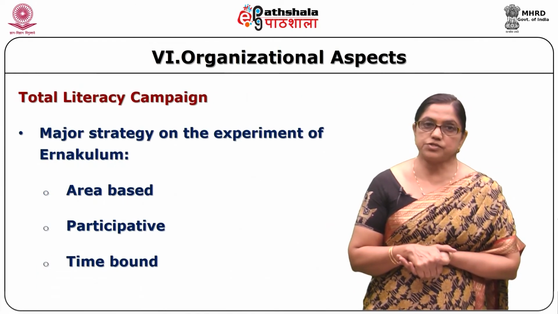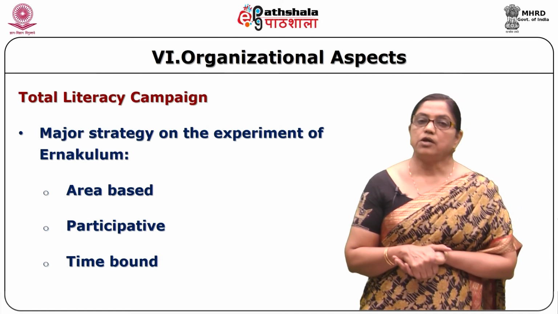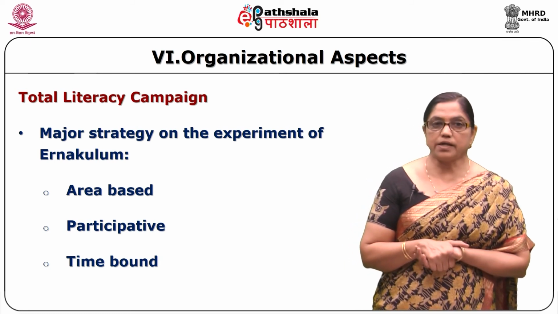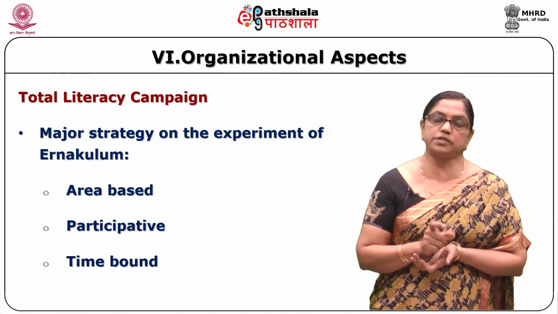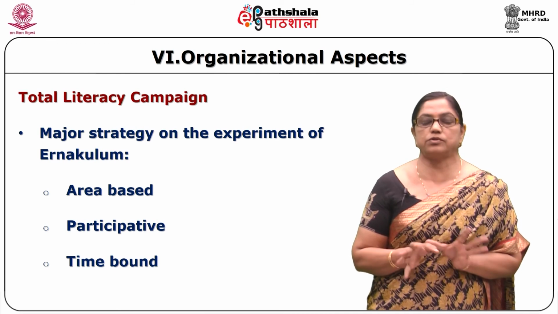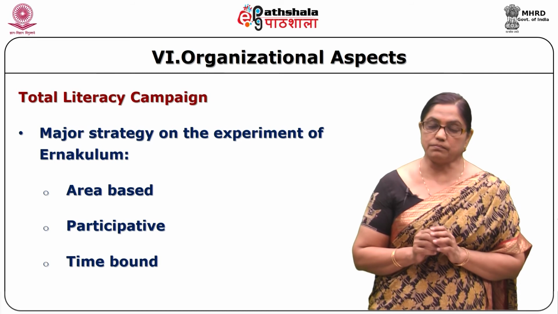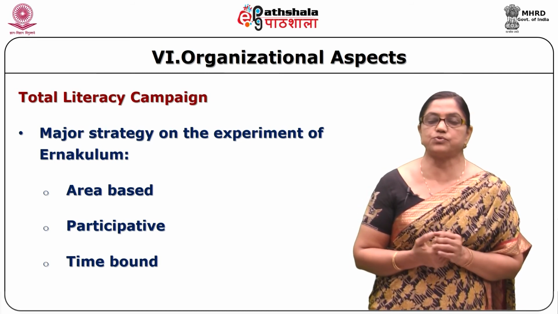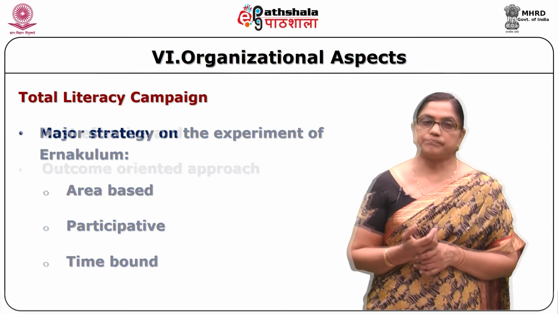The major strategy was based on the Ernakulam experiment, as I mentioned earlier, wherein it was to be area based, participative and time bound. Area based means it would be a district which would be the unit of operation, and participative means many people, the whole district is supposed to work hard to ensure that people will become literate. And it was time bound, meaning the learner was supposed to learn in 200 hours from volunteers and become literate.